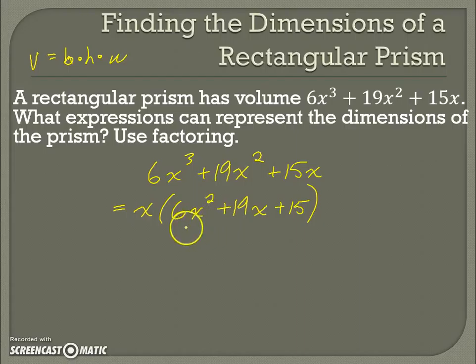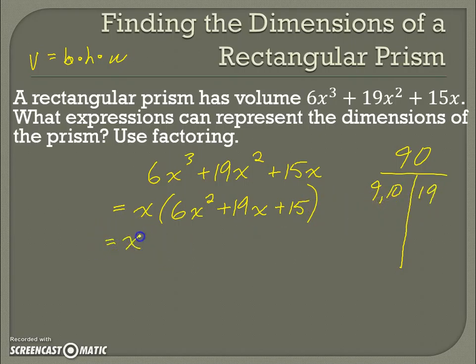And now I have a trinomial here that I need to factor out. So I list the factors of 6 times 15, which is 90. And I'm looking for factors that add together to equal 19. So, well, that's really easy. I kind of see that very quickly. I'm going to skip some steps here and just say, well, that's 9 times 10. 9 plus 10 is 19. So there's my two factors.